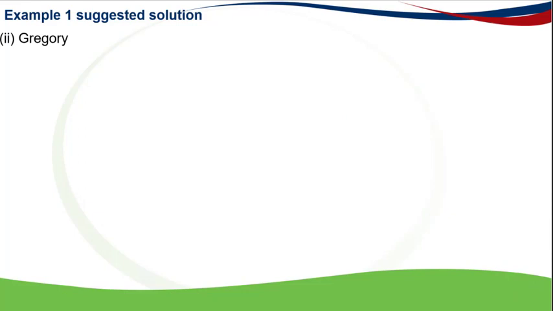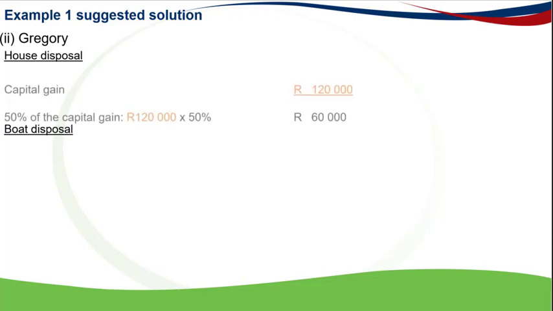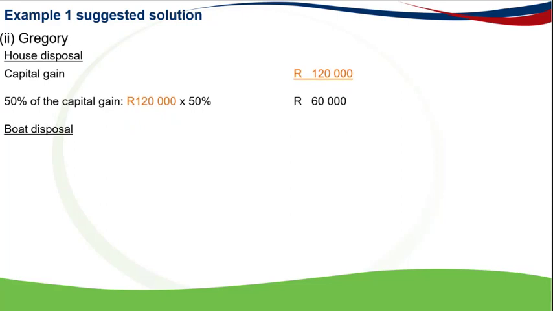Gregory has disposed of more than one asset, and our first step in this scenario would be to determine the capital gain or loss for each of the two assets disposed of separately. Gregory disposed of the house as well as the boat. The capital gain for the house is exactly how we calculated it for Michelle, and that would be that 60,000. So the other 50% of the gain that we calculated for Michelle.